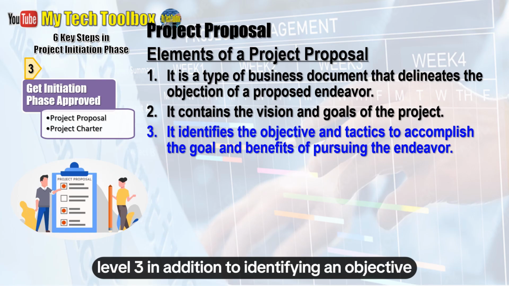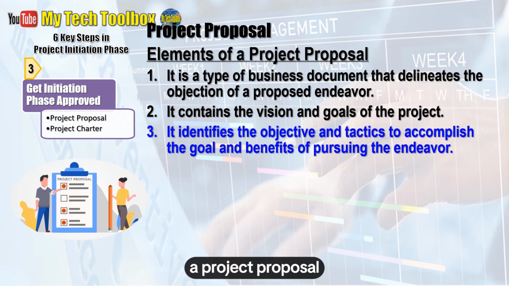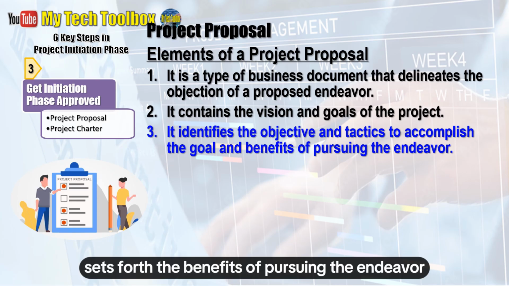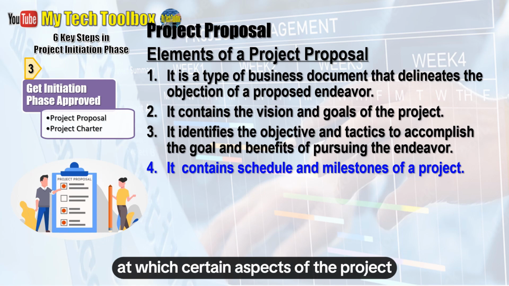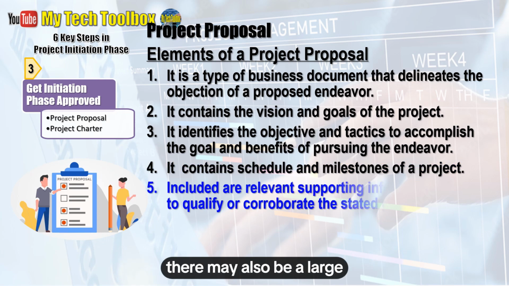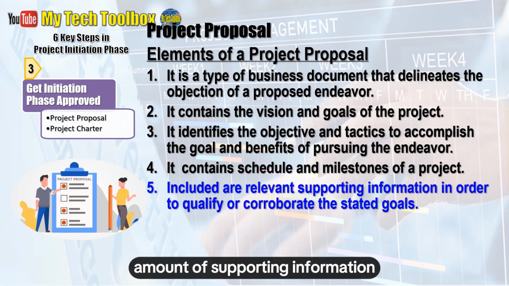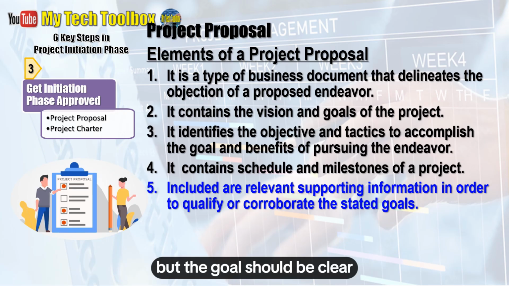In addition to identifying an objective and tactics to accomplish the goal, a project proposal sets forth the benefits of pursuing the endeavor. 4. A project proposal contains milestones at which certain aspects of the project are to be completed. 5. There may also be a large amount of supporting information in order to qualify or corroborate the stated goals, but the goal should be clear.